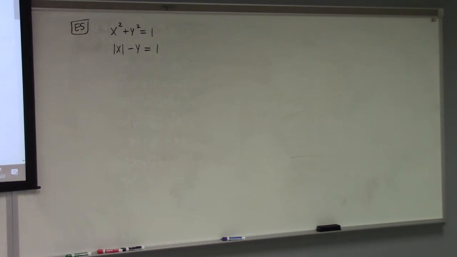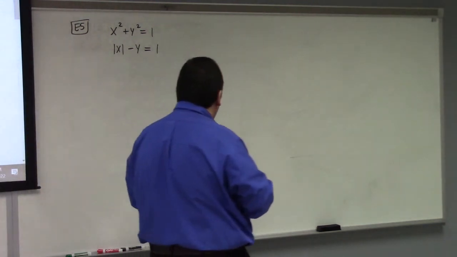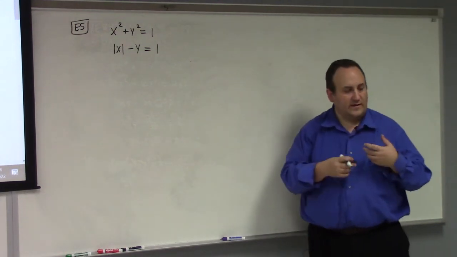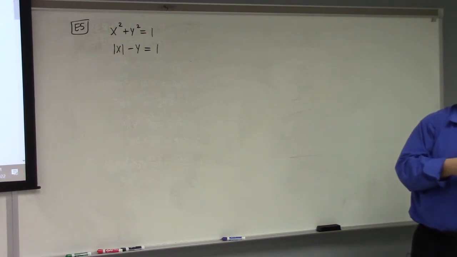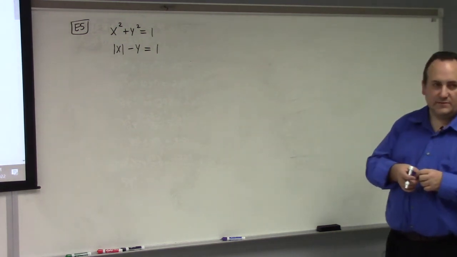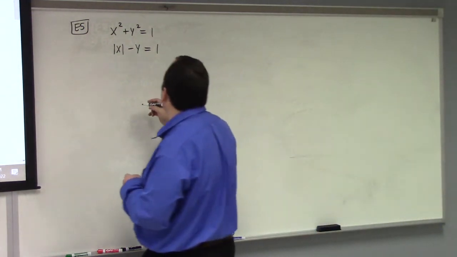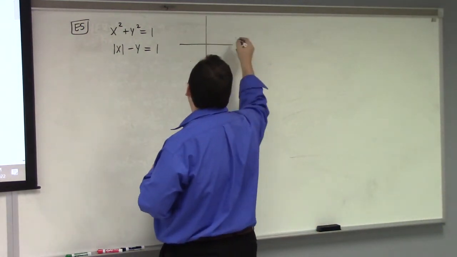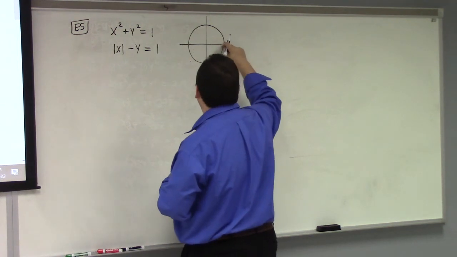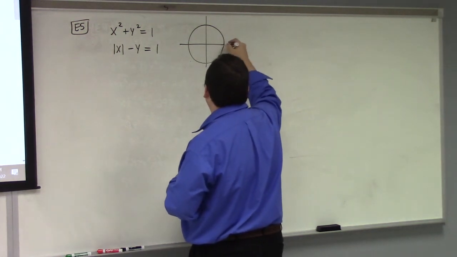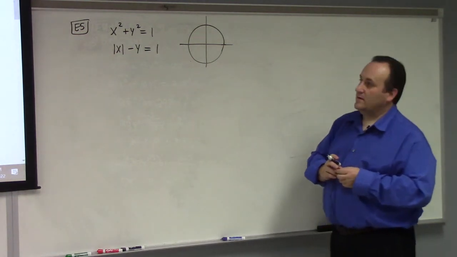How are we going to solve this problem? I think with any of these problems, it's wise to try to graph it if you can, because that way you can anticipate what you should be looking for. This one we can graph, because x squared plus y squared equals 1 is what? That's a circle. It's the unit circle, isn't it? Radius 1. That's the unit circle.